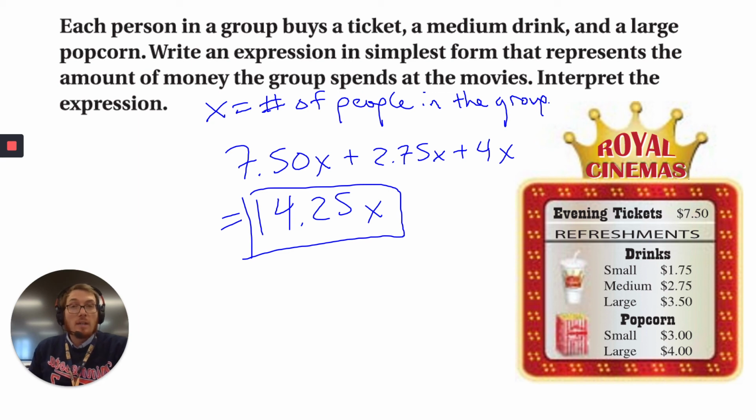There's other ways you can write the expression. For example, you could write 7.5 plus 2.75 plus 4 in parentheses, then times x. There's other ways to write it, but I want you to work on defining variables. That's a fairly new idea. And then figuring out an expression and then simplifying it.